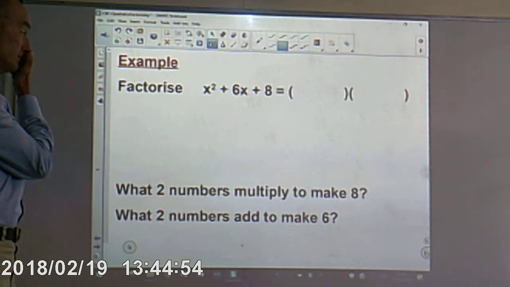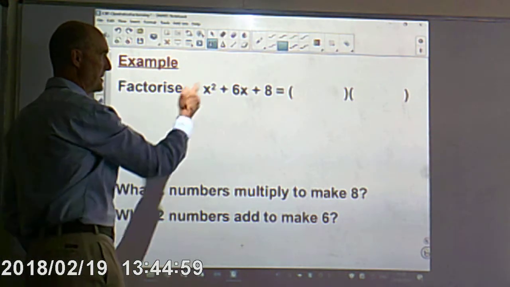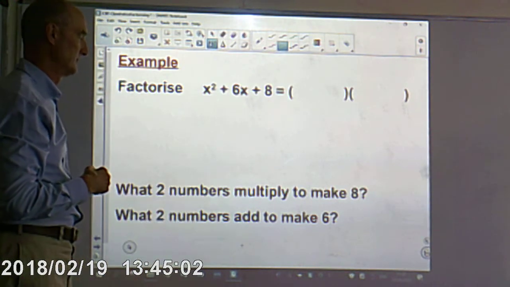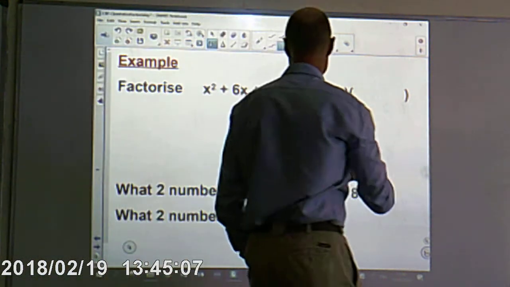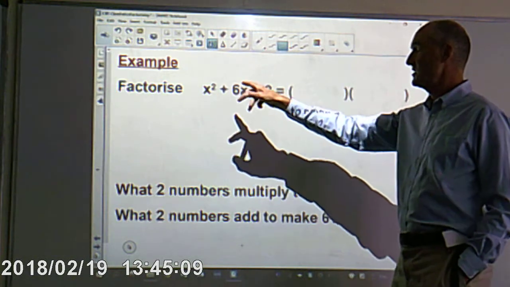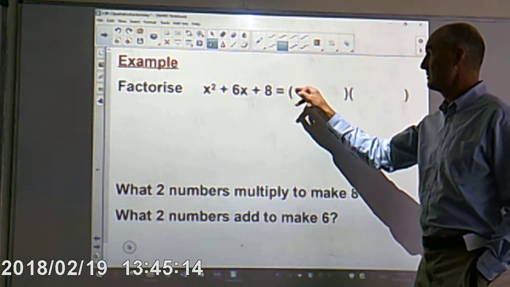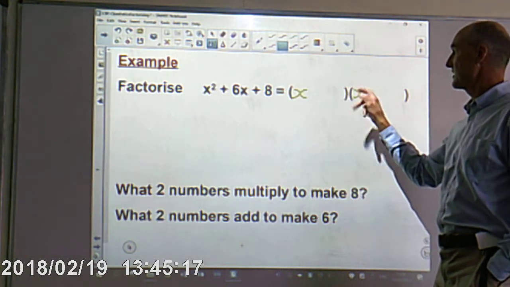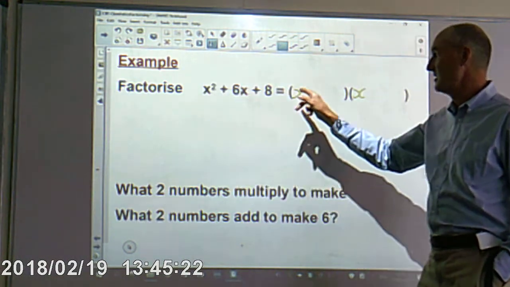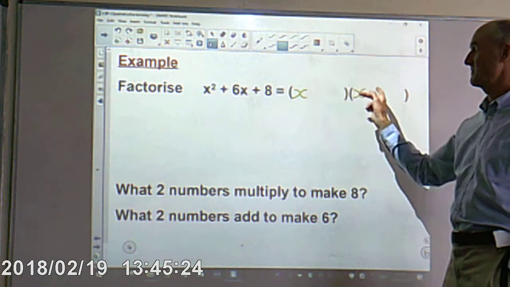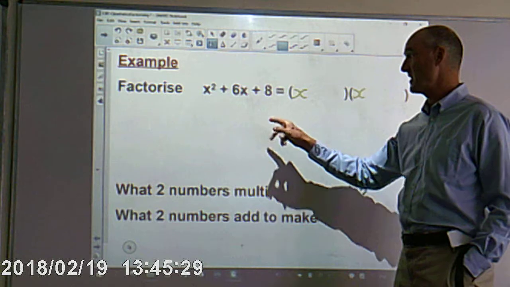So, an example. What two numbers multiply together to make a positive 8, but add together to make a positive 6? That's what it's telling you to do down here. Now, FOIL says, if we were multiplying out this bracket, the first terms, x times x, give me the x squared. So as long as we haven't got another number in front of this x squared, we can say straight away that we've got to put an x in the front of each of those brackets. And then we've got to find the two numbers that multiply to make 8 but add to make 6.